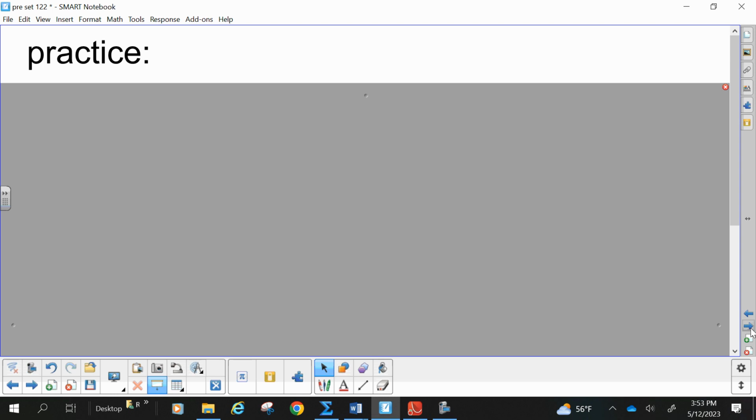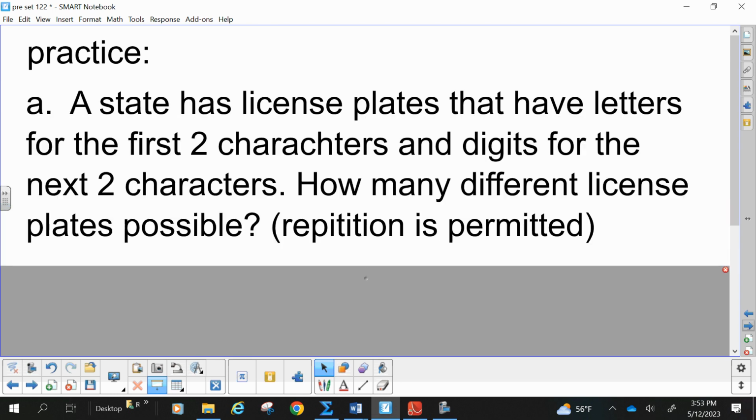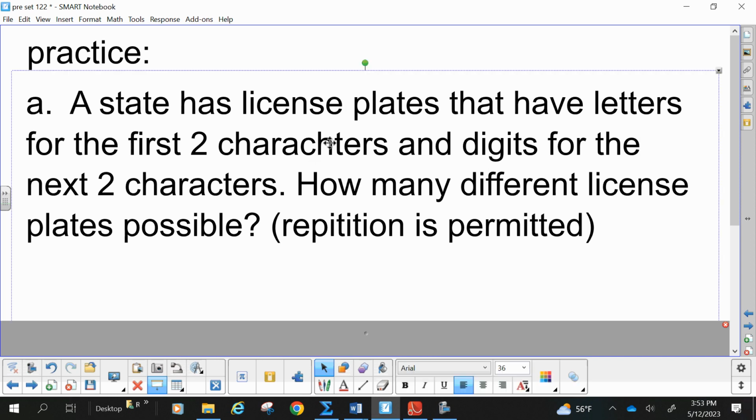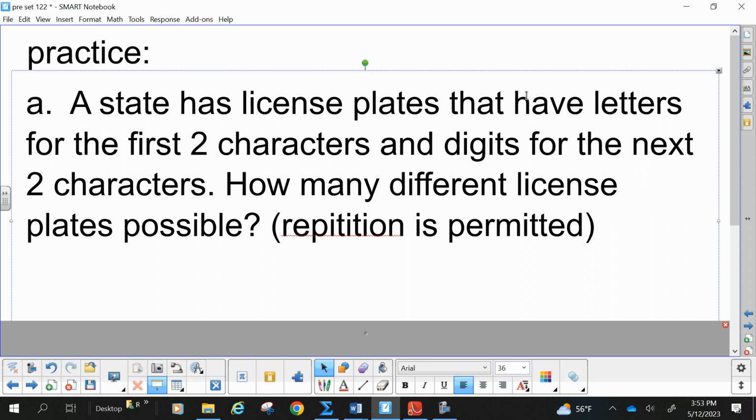We'll go over them after you've practiced them, and then the sub will hand out the homework. You do not have to write the problem now. You can just do the question. I spelled characters wrong. What the heck? Sorry about that.